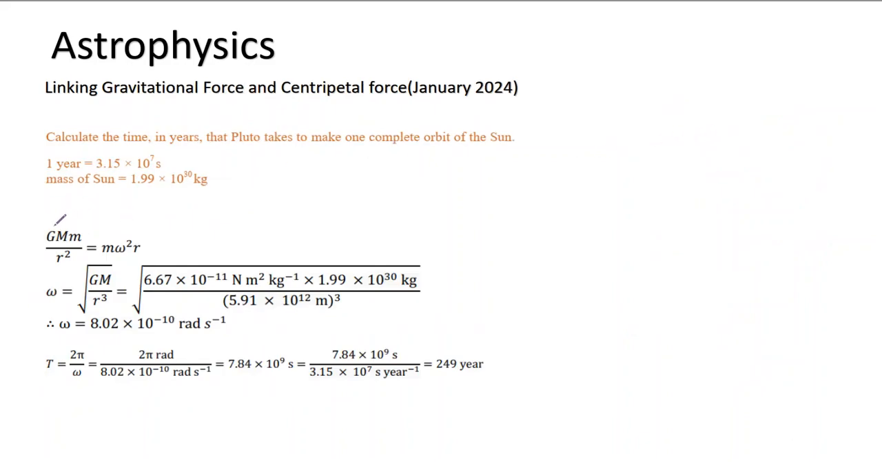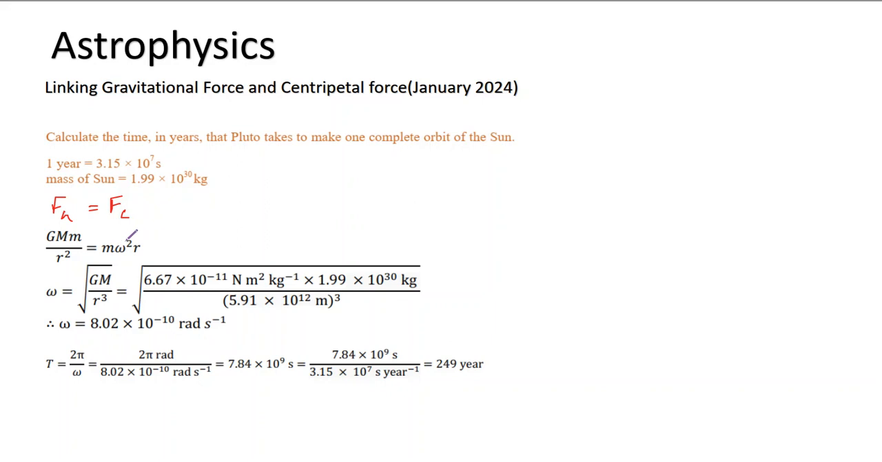So Fg equals Fc. The equation for gravitational force is GMm by r squared. The equation for centripetal force is m r omega squared. You might be wondering, the equation for centripetal force is also m v squared by r. Why did we not use that one?